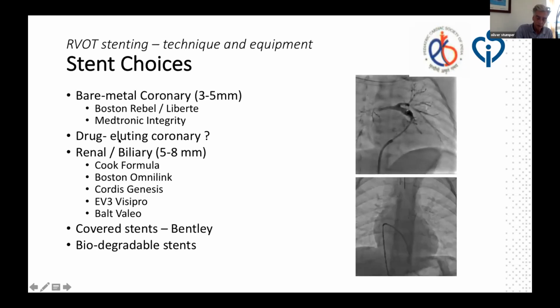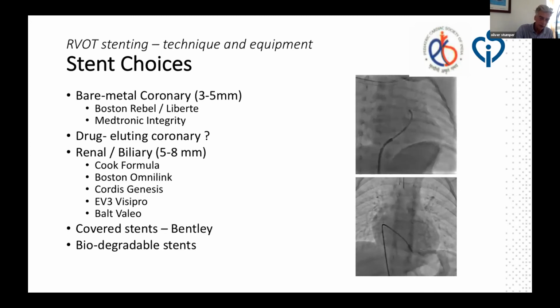I'm quite sure people use drug-eluting coronary stents, I don't know whether there is any real benefit in it because, yeah, it's tissue ingrowth rather than neointima. And my preference certainly goes for Cook Formula, which is a biliary stent, which we can dilate quite nicely. The downside of the Cook Formula is really that it's not very conformable to the anatomy. You end up with a rather straight, stiff pipe in there. Boston OmniLink is more conformable.